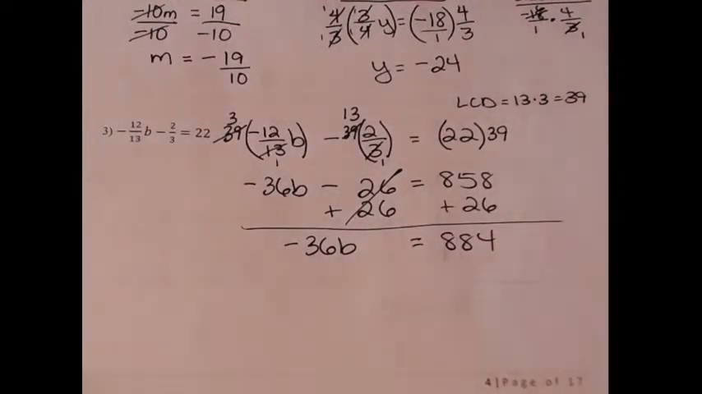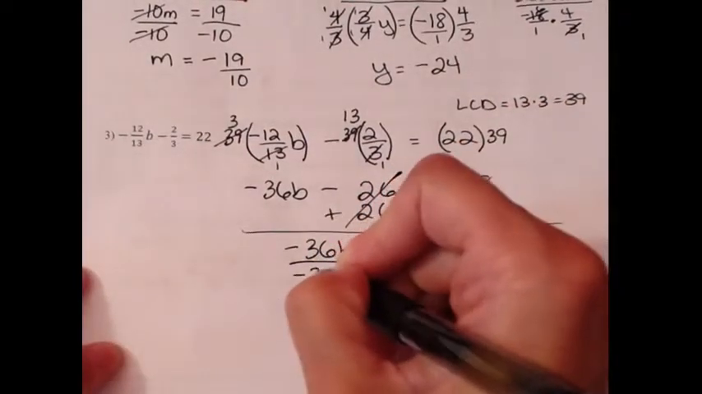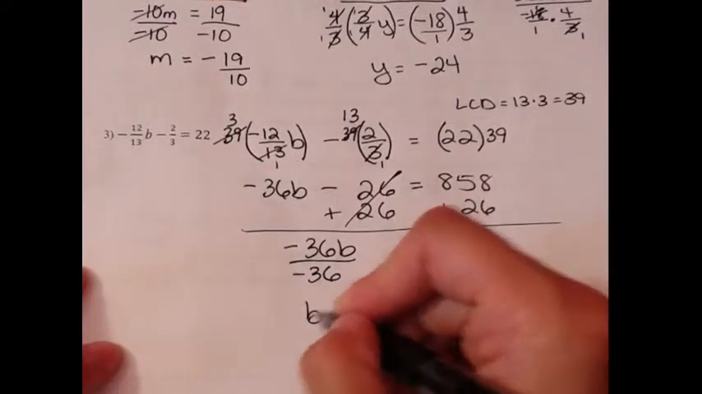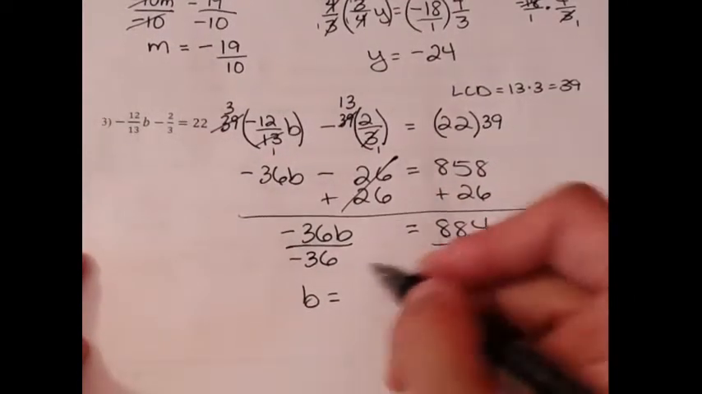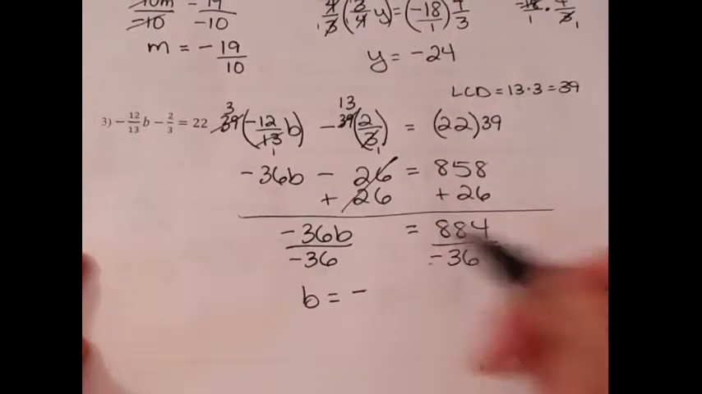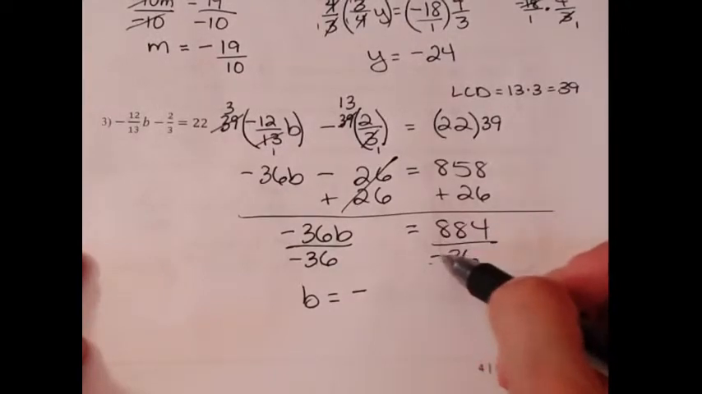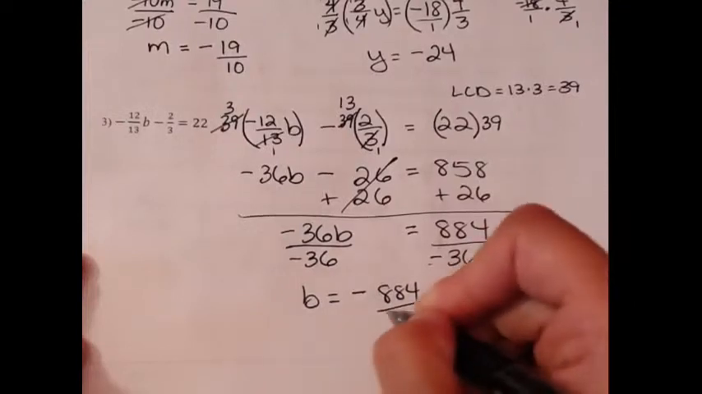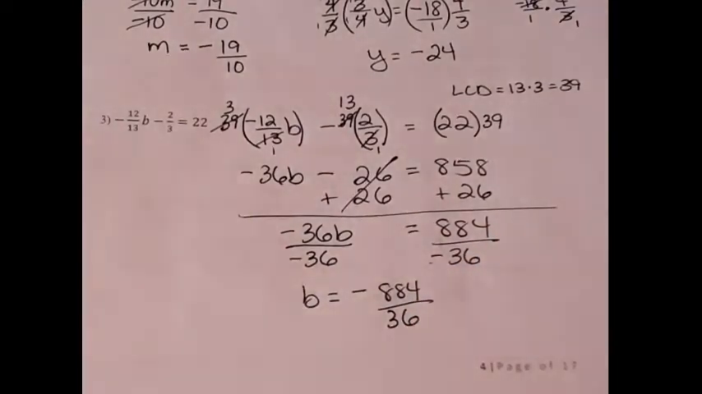Last step, negative 36b is equal to 884. Negative 36 times b, the opposite of times is divide. So we divide both sides by negative 36. That leaves me with b is equal to negative, bring that negative up in front because a positive divided by a negative is still a negative, 884 over 36.